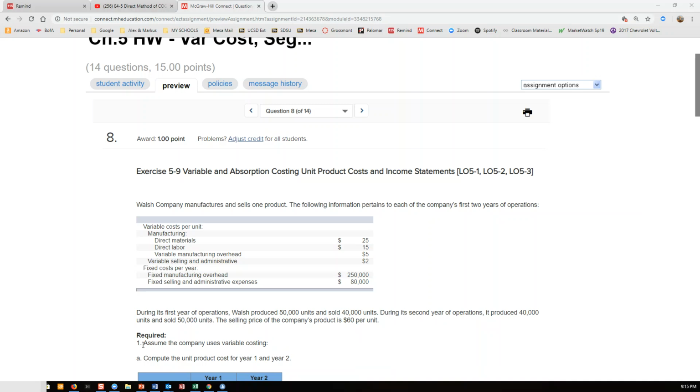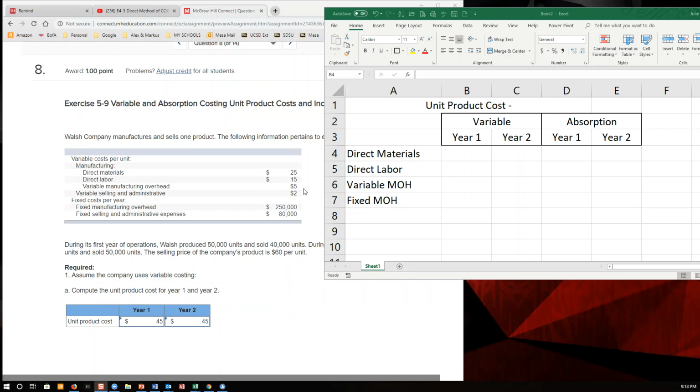So the first thing we have to do is the variable costing first. So it says compute the unit product cost for years 1 and 2. So it wants it by unit, so we're going to look up over here and determine which of these costs we're going to use. As you all know, I love Excel, so I made a little Excel chart for you here. You can see that the direct materials are $25, the direct labor is $15, variable manufacturing overhead costs are $15. So we'll go ahead and total that up, and we can see that that's $45.